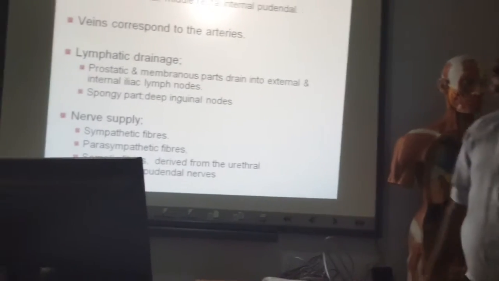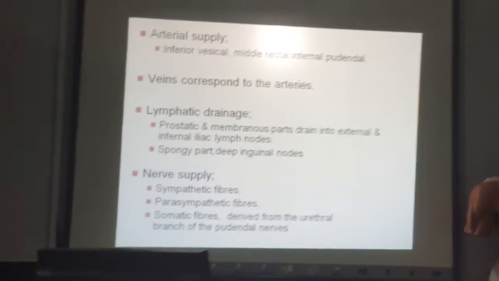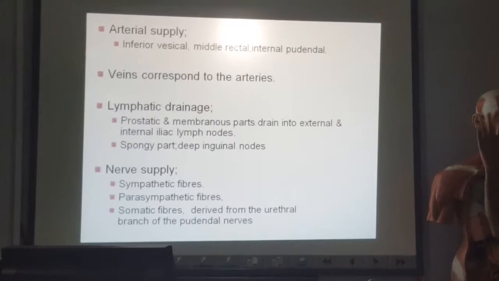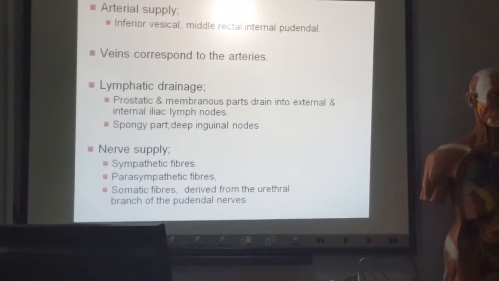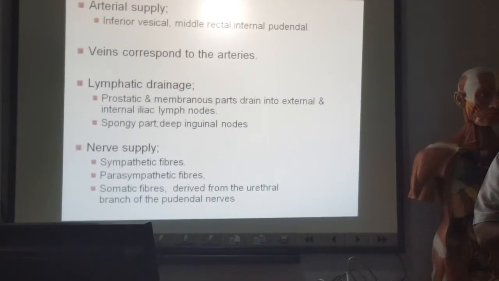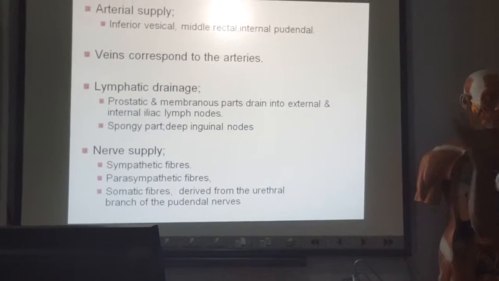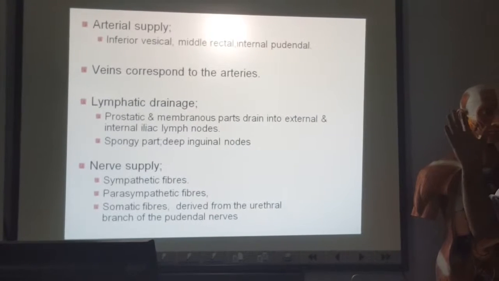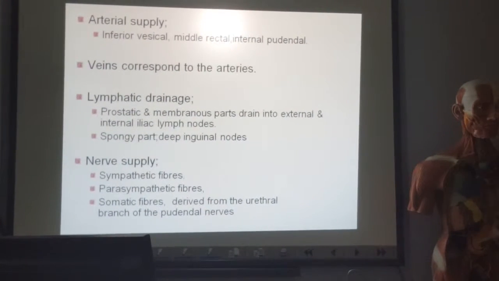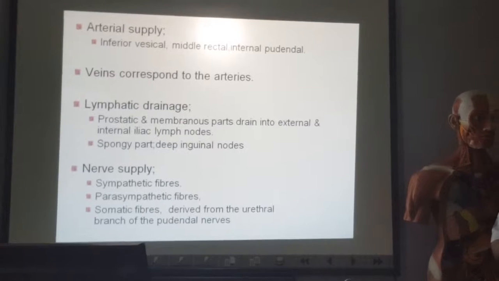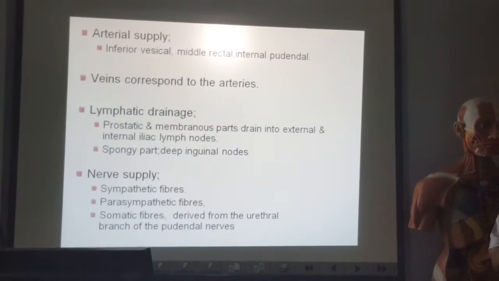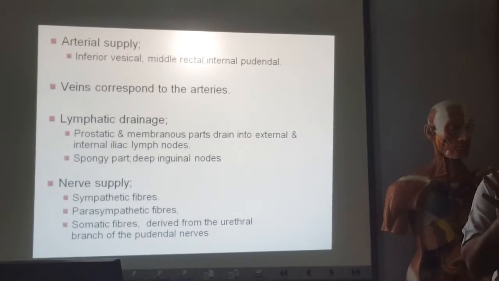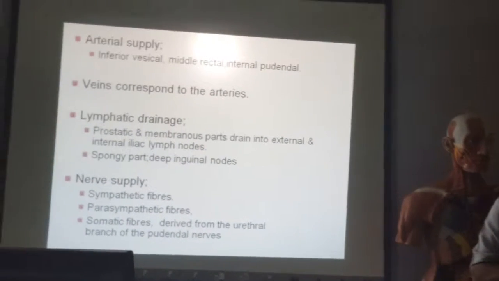Next is the arterial supply of the urethra. It is by the inferior vesical artery, middle rectal artery, and the internal pudendal artery. And the venous drainage, the veins correspond with the arteries. And next is the lymphatic drainage of the urethra. Please keep silence.